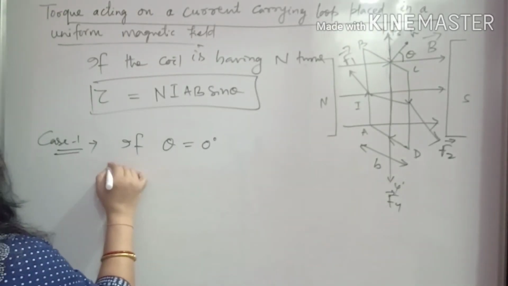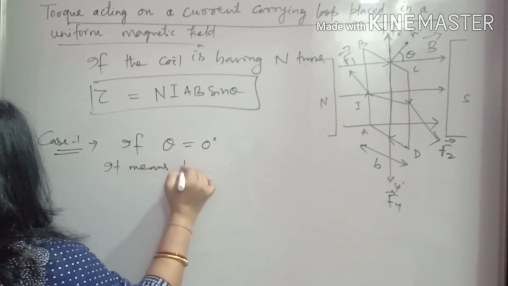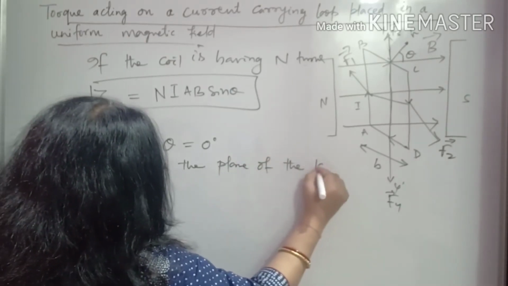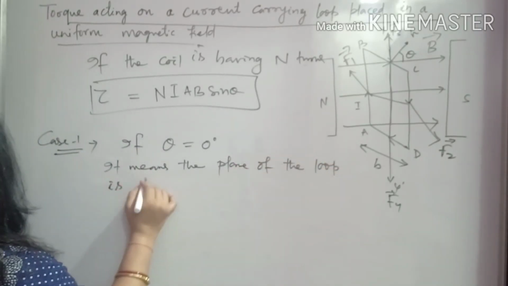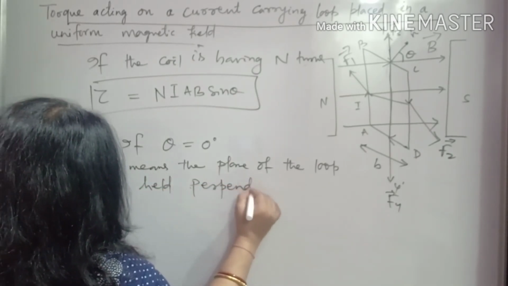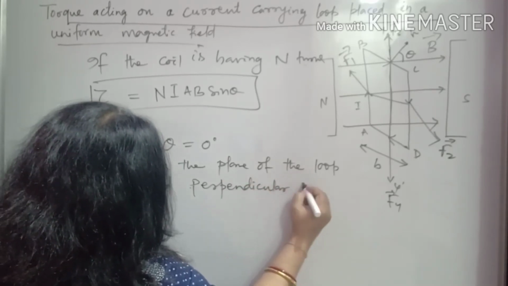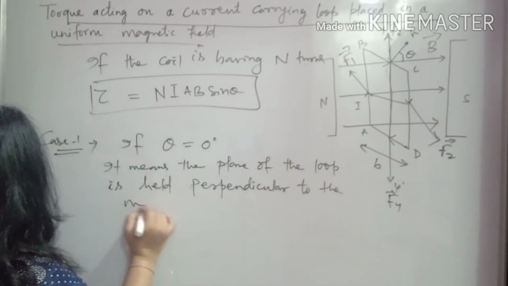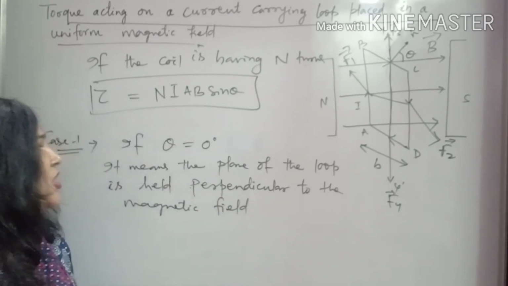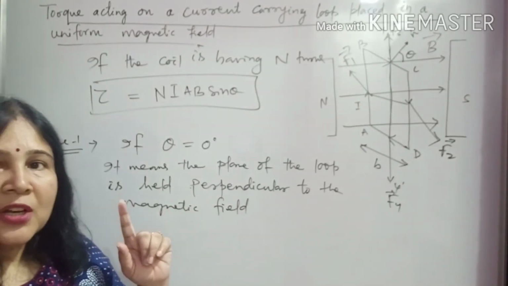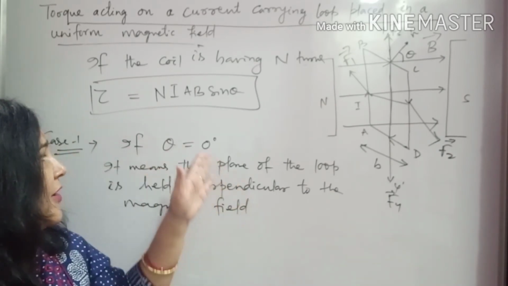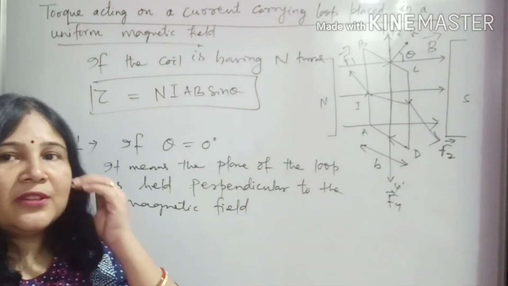So if theta is 0, it means the plane of the loop is held perpendicular to the magnetic field. This is the meaning of theta 0. When the plane of the loop is perpendicular to the magnetic field, its area vector makes an angle of 0 degree with the magnetic field.